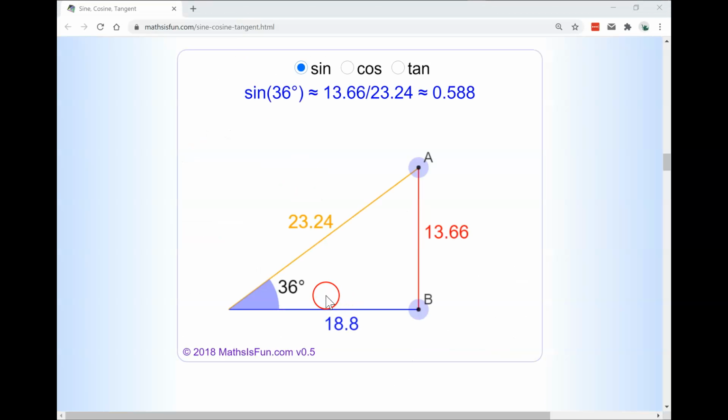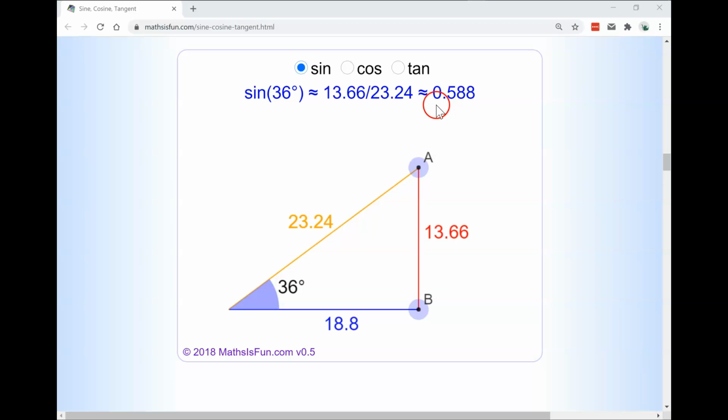So what I have here is a right triangle, and you can see that the angle in this right triangle is a 36-degree angle. And up here, I'm looking at the sine of a 36-degree angle, and you can see that I'm figuring out what the sine is by taking the opposite side, which right now is 13.66. I don't know if this is centimeters or inches. It's 13.66 units, and dividing by the hypotenuse, which is 23.24 units, that gives me a decimal of 0.588.